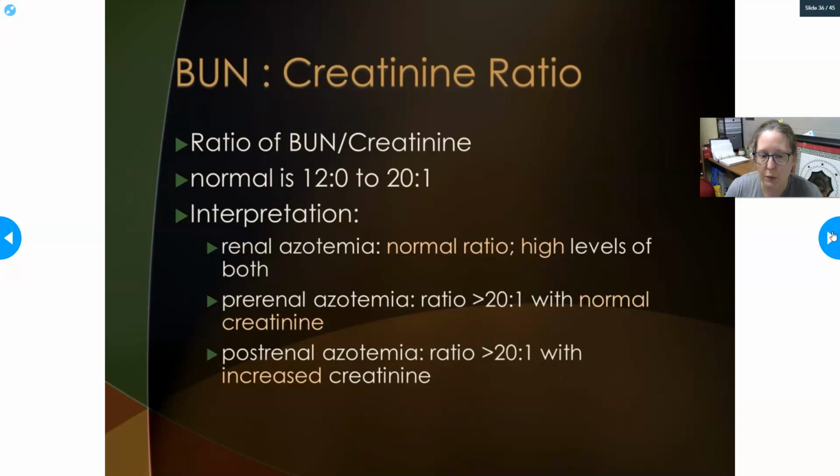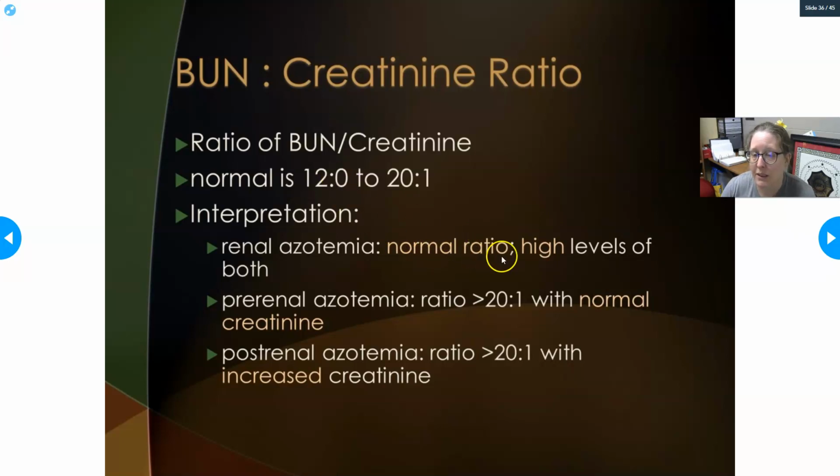With post-renal azotemia, the ratio can be greater than 20 to 1 with increased creatinine. It's usually more like between 15 and 20. Depending on your sources, these actually kind of change. But the creatinine increases also in post-renal azotemia.